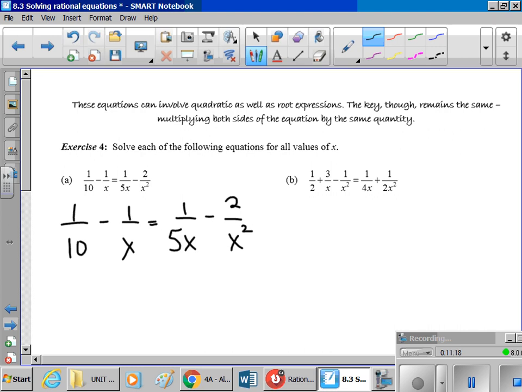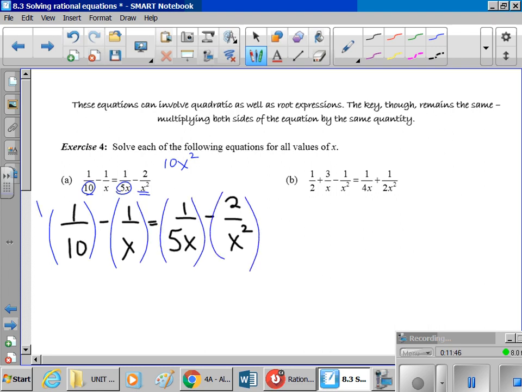And I'm going to make sure before I start doing any work that I didn't mess up anything. All right, so now I look at my numbers. I have 10, I have 5x, so 10 is going to be my least common denominator. And then x squared is my most often used exponent, so it's the highest exponent. So I'm going to use 10x squared as my common denominator. So what I'm going to do is multiply each of these by 10x squared, because remember, our objective is to eliminate what's in the denominator.